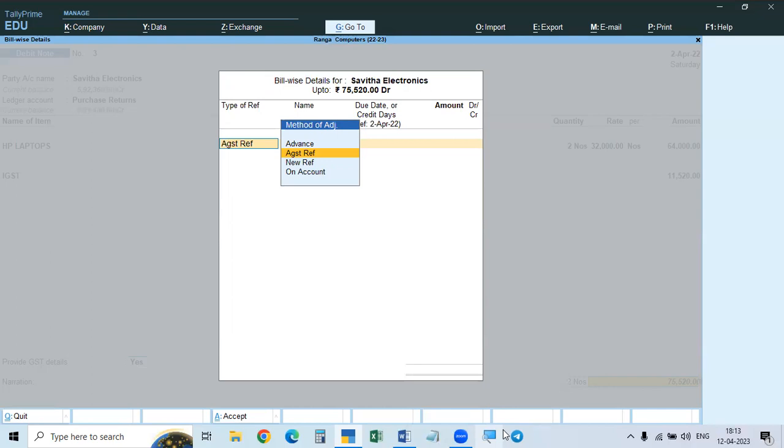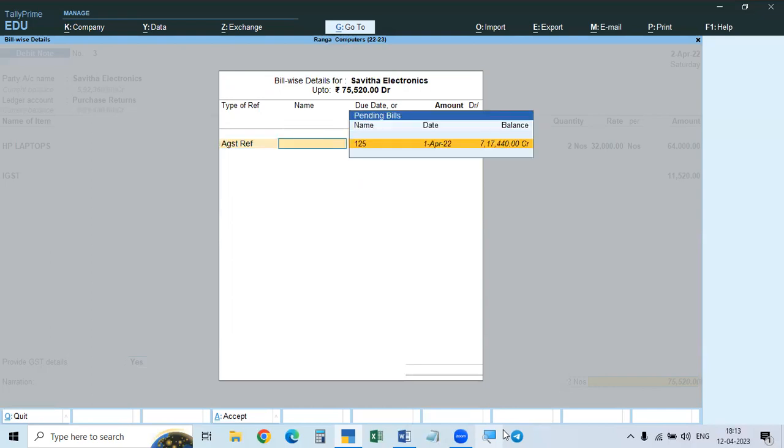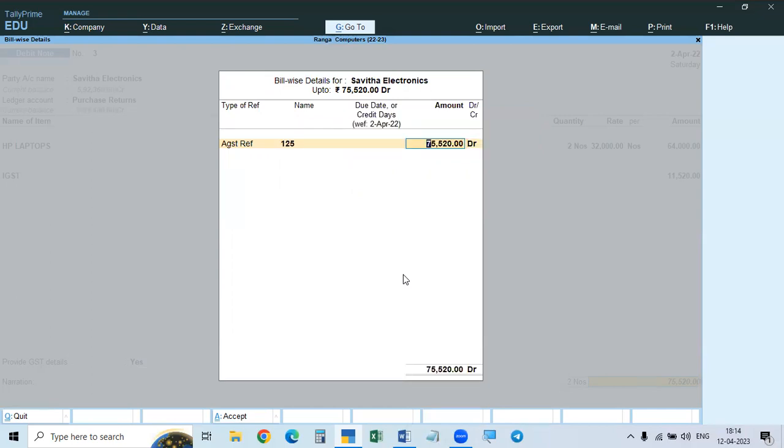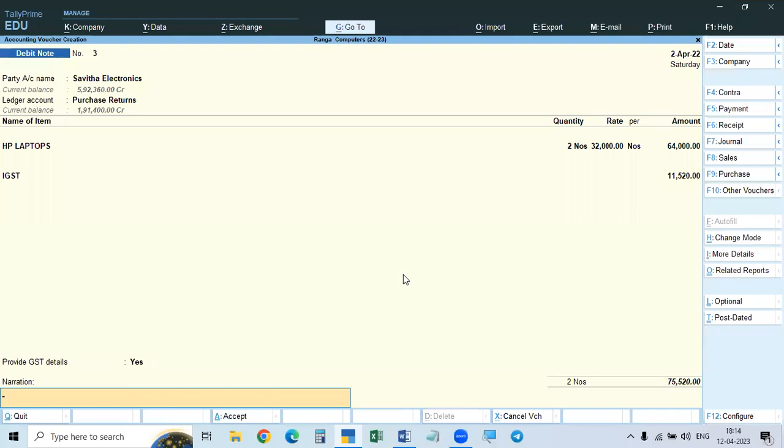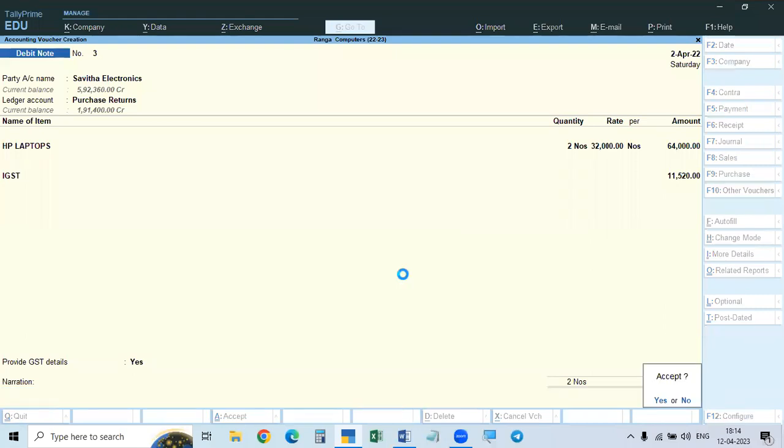In this against reference, we select the same bill which we are returning, the one for which we gave the original invoice number in the dispatch details. The same thing will come. If there are 3-4 invoices, we have to select that same number, 125 of April. So 75,620 is the goods returned. So like this, understand.